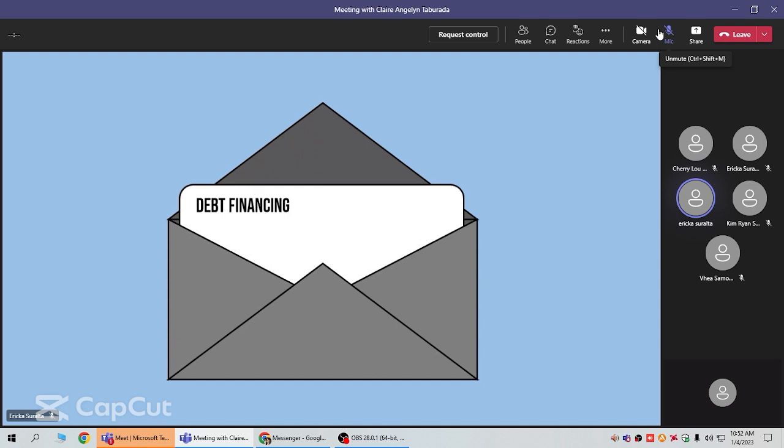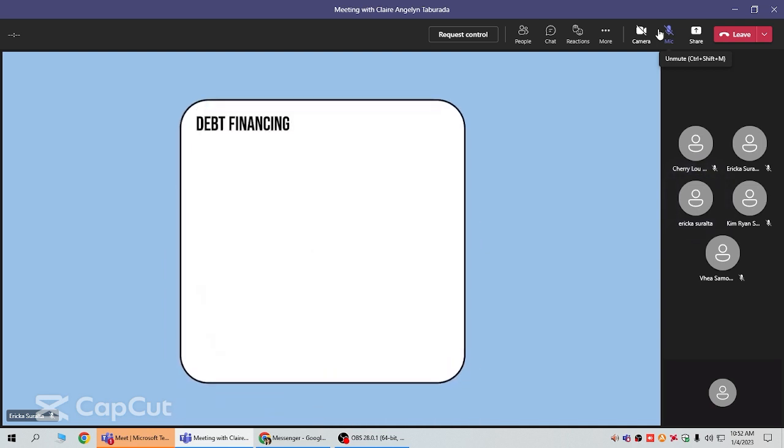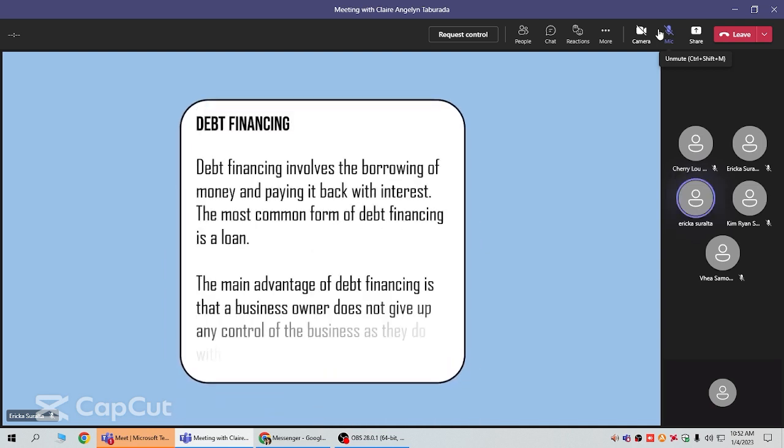Okay, in debt financing, it involves the borrowing of money and paying it back with interest. As we all know, of course, it involves borrowing of money. Mao na ang utang. Makautang ka for the capital of your business.